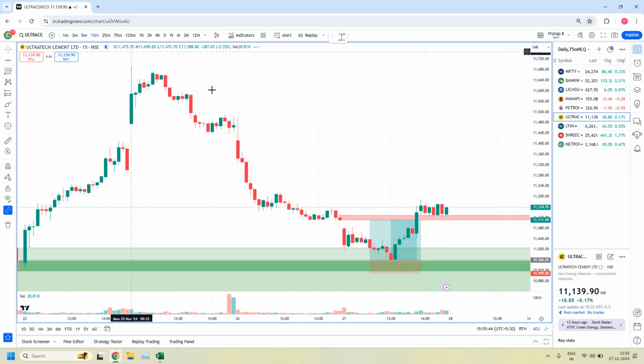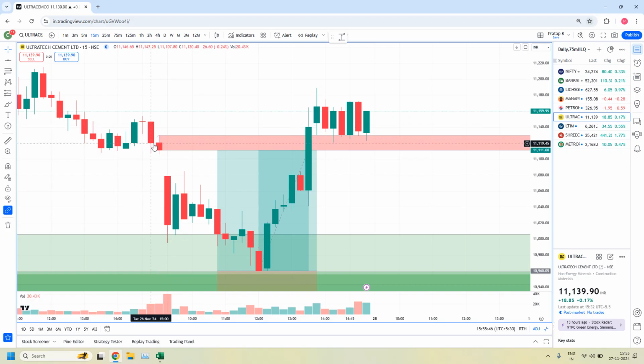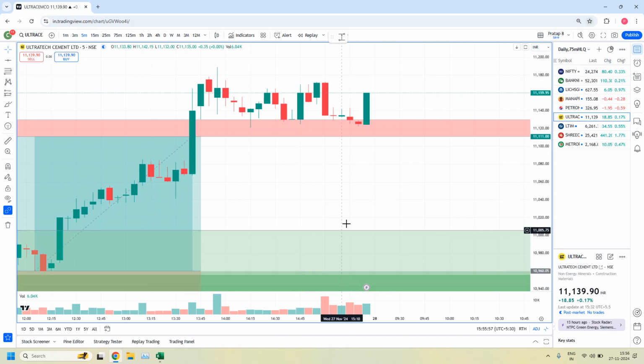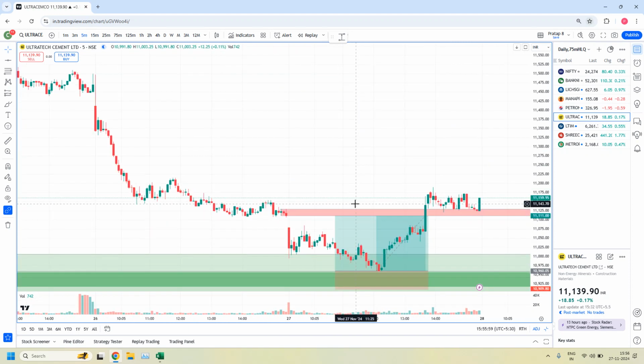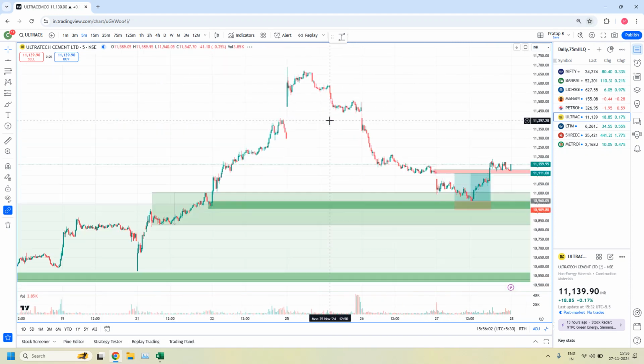Let me go to the 15 minutes. Here you have this drop base drop. This is the target. And after that, see how sharply prices moved. Even this zone is also violated after that. So why can't we take this trade? The reason is the risk. The risk is beyond 2%.